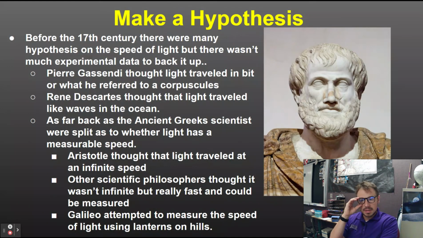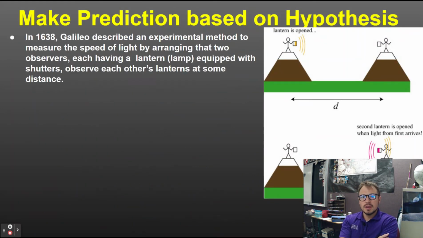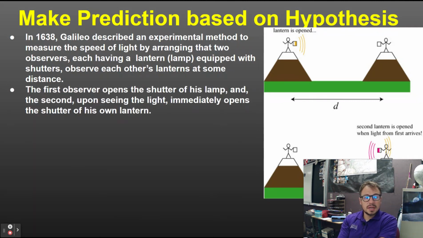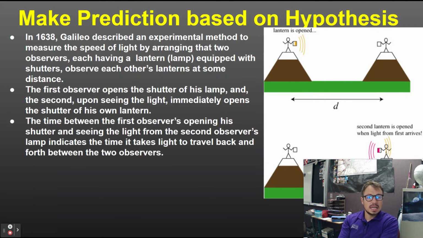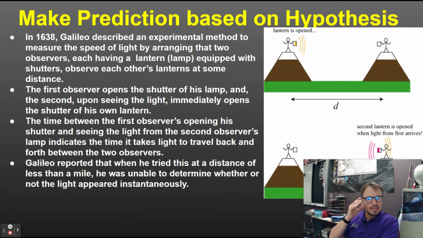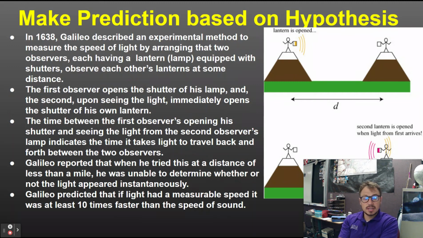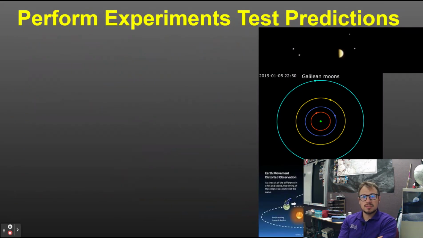Now, Galileo attempted to measure the speed of light using lanterns on a hill. He went up on top of a hill with a lantern that was covered up, and on another hill, about a mile away, was his assistant. They were trying to test, hey, when I uncover this, you uncover that, and we can time how fast that is. And they tried to account for human error. But because light travels so fast, he couldn't quite get a value. He said, hey, it might be infinite, but if it does have a speed, it's going to be at least 10 times faster than the speed of sound.